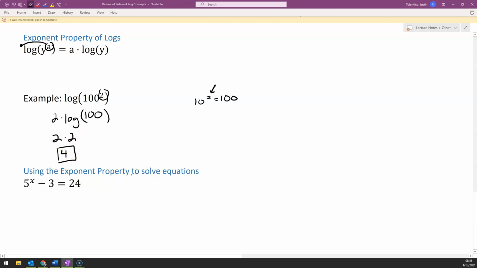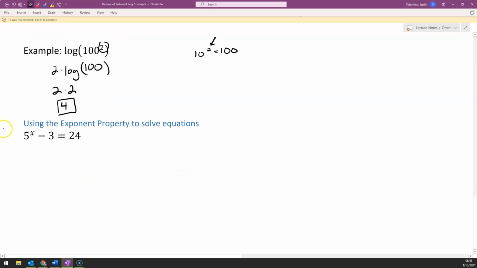Let's look at one more example, and this one we're going to see how it's useful now to be able to solve for x when we don't have base 10. So solving equations, we always want to get our variable by itself. So in this case, since our x is in this exponent, let's just solve this as we normally would. I'm going to do plus 3 to get that 5 to the x power by itself. And here, 24 plus 3 is 27.